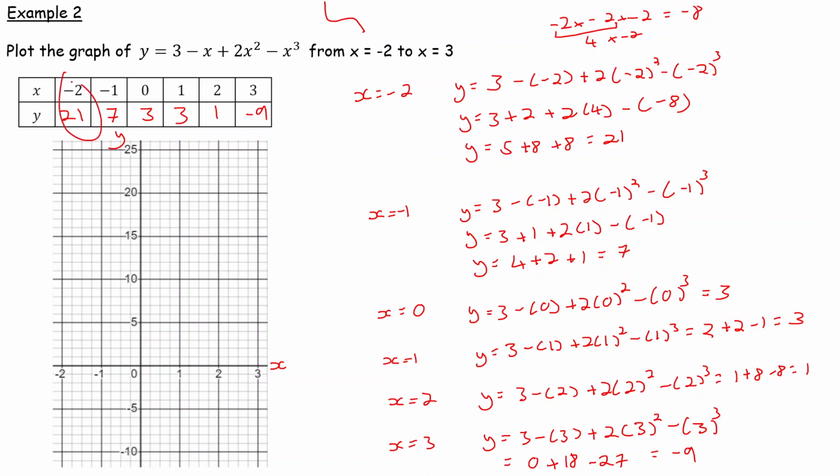So minus 2, 21 to begin with. So minus 2 across, 21 up, which is going to be this point here. Minus 1, 7, so minus 1 across and 7 up, which goes here. 0, 3, which is 1, 2, 3, this point here. 1, 3, which is this point here. 2, 1, which is here, and then 3, minus 9. And this is good, because I'm getting this kind of S shape in the opposite direction.